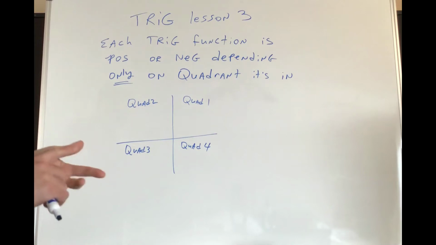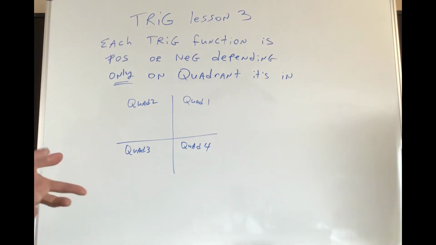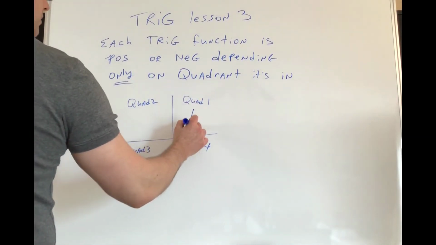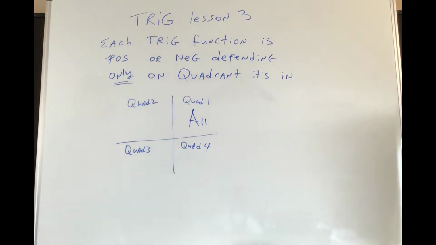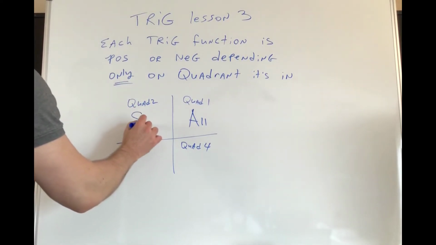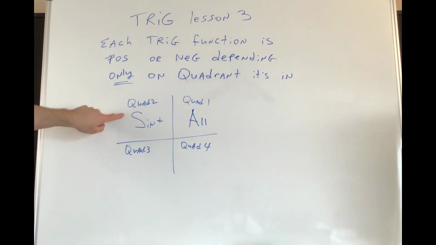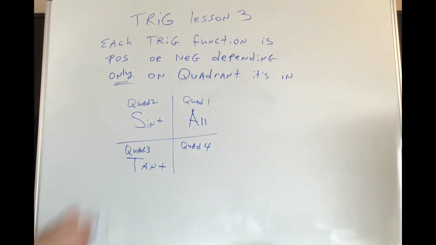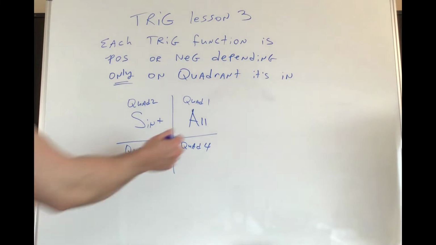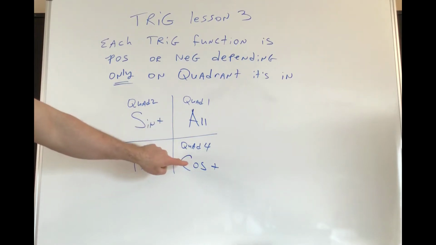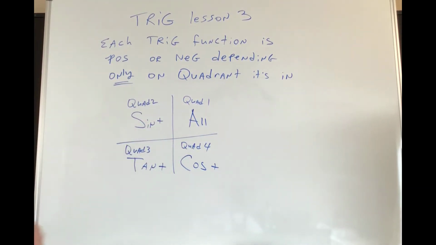Each trig function, right? You have sine, cosine, tangent, and then you have the partners: cosecant, secant, cotangent. Each one of them is positive or negative depending only on the quadrant that it lands in. In the first quadrant, all 6 of them are positive. No one is negative in quad 1. When you're in quad 2, only sine is positive. Cosine, negative. Tangent, negative. When you're in quad 3, tangent is positive. Sine, negative. Cosine, negative. When you're in quad 4, cosine is positive. Sine is negative here. Tangent is negative here, just like I showed you in the previous example.